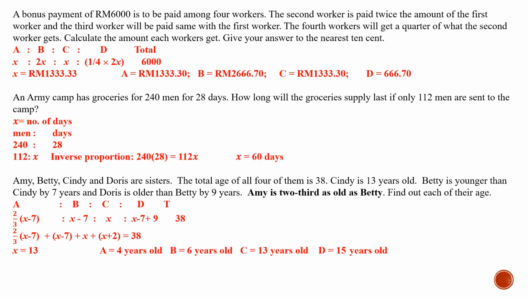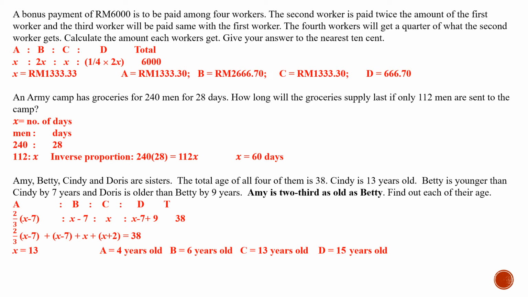I've used algebra here. You just write it down in order, A, B, C, D, and then the total. Then they say the second worker is paid twice the amount of the first. So B will be 2x, A will be x. The first and third are the same, x and x. The fourth worker will get a quarter of what the second got, so a quarter of the second is 1 over 4 times 2x. Total is 6,000. Then you just solve it and find x.